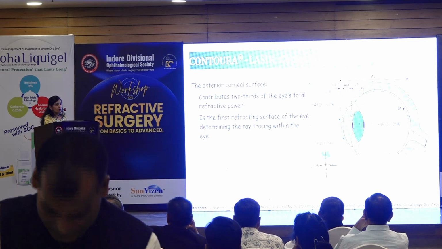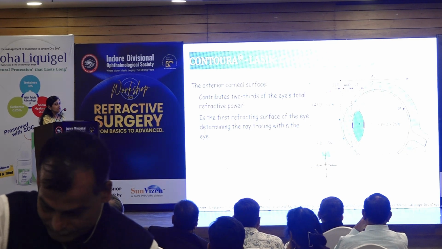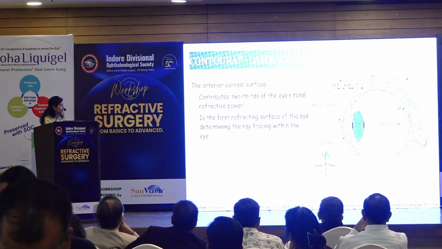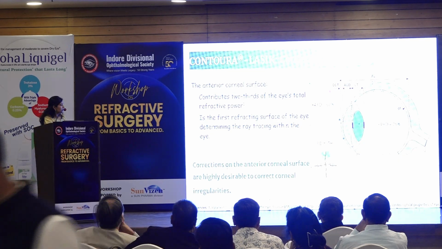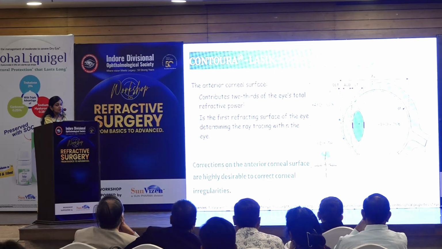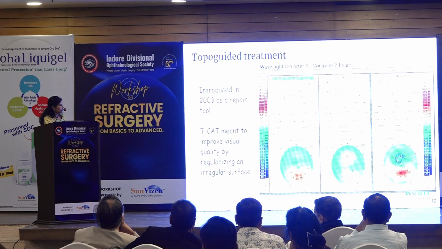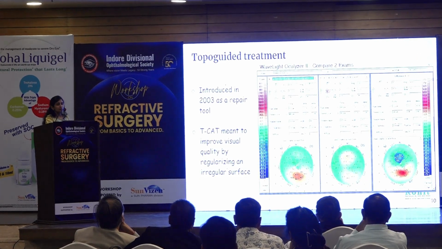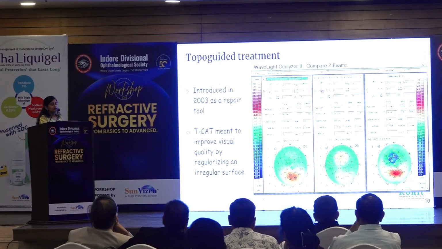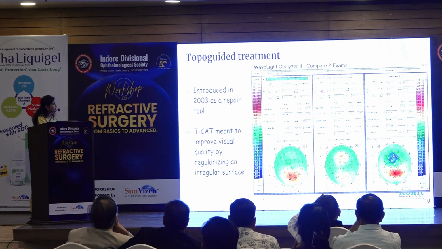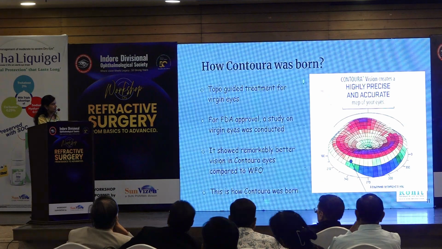We all know that cornea forms the anterior 2/3 surface of the eye and is the major refracting surface. So correcting the irregularities of this surface was desirable to achieve optimal outcomes. It all began as a topo-guided treatment for irregular eyes, for keratoconus eyes, for smaller decentration ablation, and for smaller ablation zones. So it was essentially a repair tool which was meant to improve the BCVA rather than the UCVA.